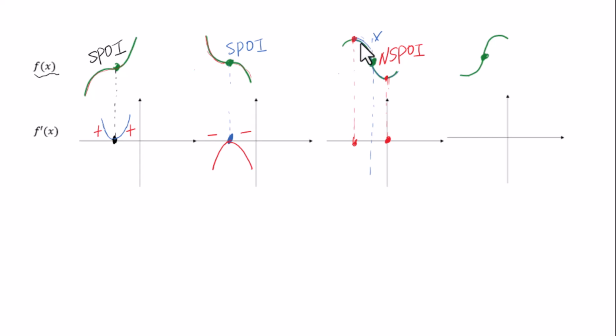This part of the graph is decreasing, so this is negative, negative. This part is increasing, so this is positive. We could say this is a minimum point. So we can connect like this.